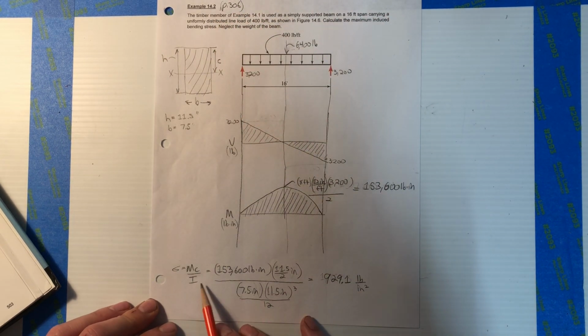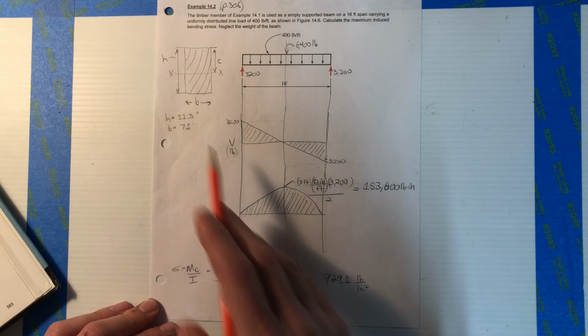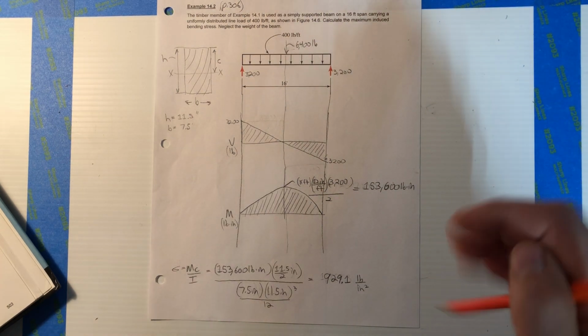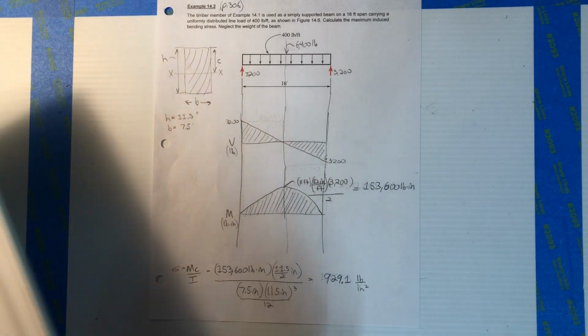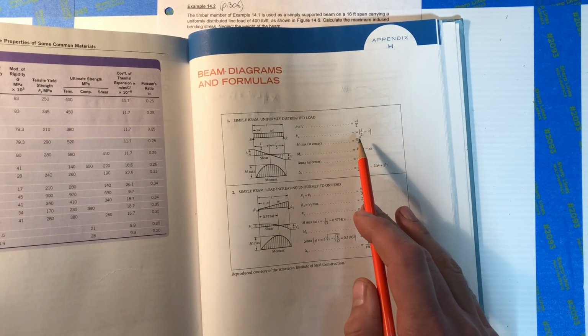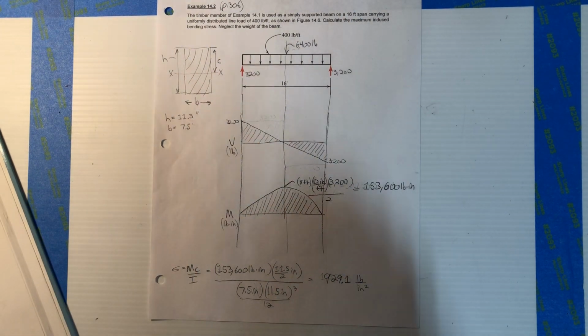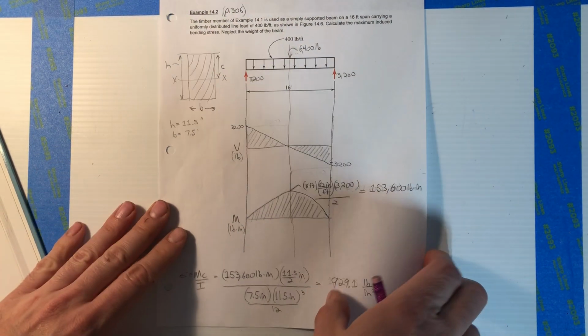And then I is BH cubed over 12, base is 7.5. H is 11.5 over 12, you get 929.1 inch-pounds. I'm sorry, PSI. And you could have easily just used that formula, calculated that value, plugged it into that. So there's a few ways to skin this cat. That's where we're getting at, okay? Next question.